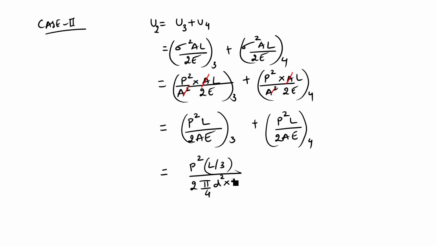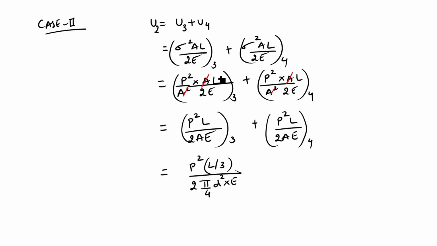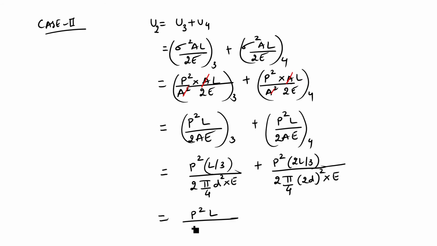This is for the front portion, the first portion over here. When I talk about the second portion, this is P square into 2L by 3 upon 2. Area will be pi by 4, 2d the whole square into E. Now let's solve this. This will be P square L upon 3 into 2 into pi by 4 d square into E.